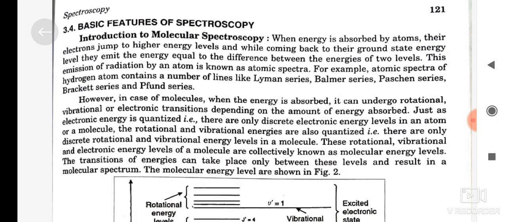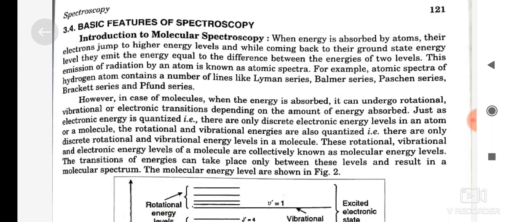Basic feature of spectroscopy. Introduction to molecular spectroscopy. When energy is absorbed by the atom, its electrons jump to higher energy levels and while coming back to their ground state energy level, they emit energy equal to the difference between the energy of the two levels. This emission of radiation by an atom is known as atomic spectra. For example, the atomic spectra of the hydrogen atom contain a number of lines like the Lyman series, Balmer series, Paschen series, Brackett series, and Pfund series.